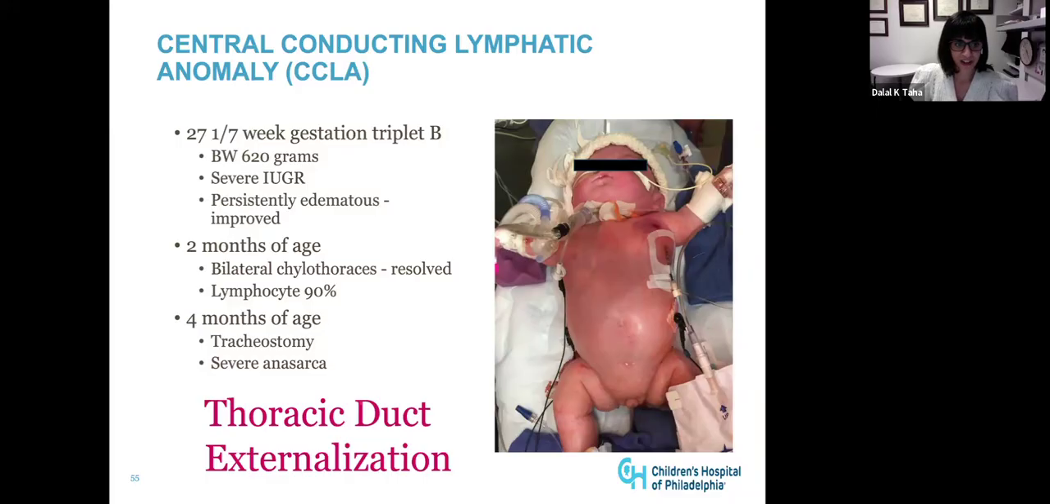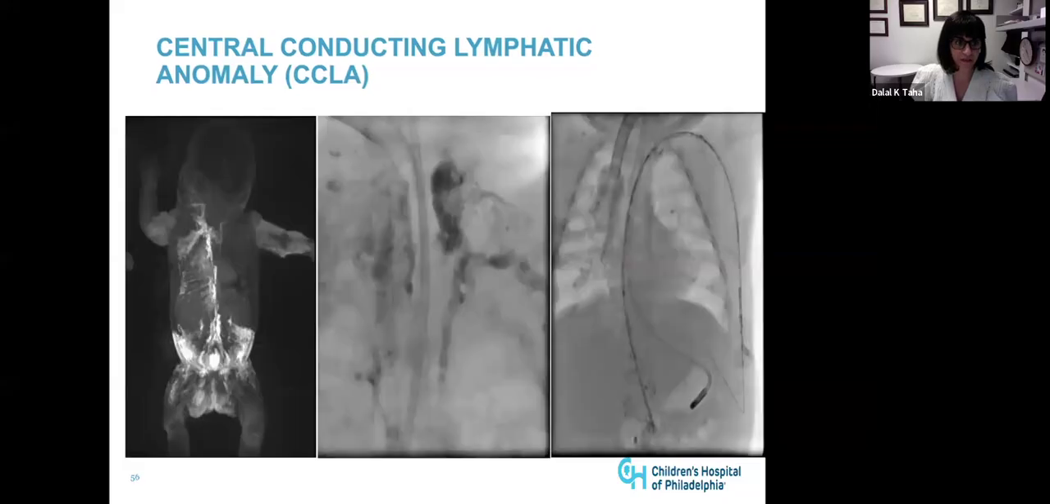So at the time, there were a lot of clues that there was something genetic going on with her, but we didn't have the testing to dig a little deeper other than her serum genetic tests with exome or genome. But to manage her, she had her thoracic duct externalized as a way to move the fluid from the lymph system to a lower pressure system.